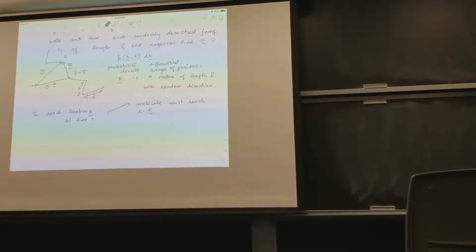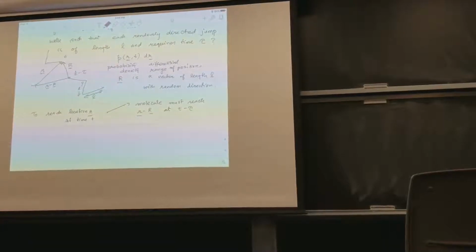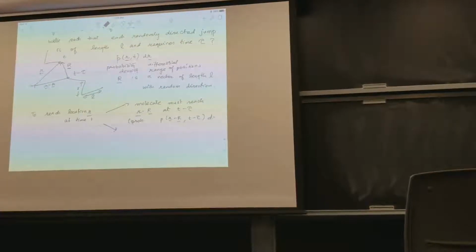At one time step away, right? So I should be at R minus R' at t minus tau. And the probability of that happening is P of R minus R', t minus tau. And then the other thing I need to do is have a successful jump to a new position.